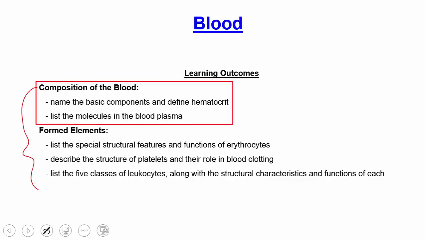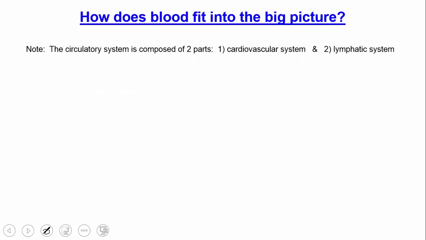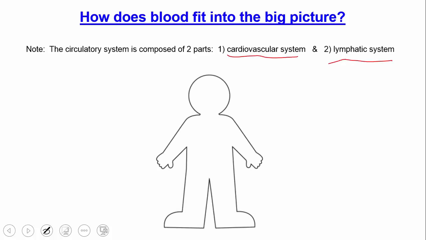Let's go ahead and first talk about the composition of blood, then we'll talk about something called the formed elements. So how does blood fit into the big picture? Well, blood obviously is a major component of something called the circulatory system. And the circulatory system has two parts. It has the cardiovascular system, and it has something called the lymphatic system. The cardiovascular system, if we look at it, is composed of the heart and blood vessels, and then the lymphatic system is something that brings fluid from the cells back into the cardiovascular system.